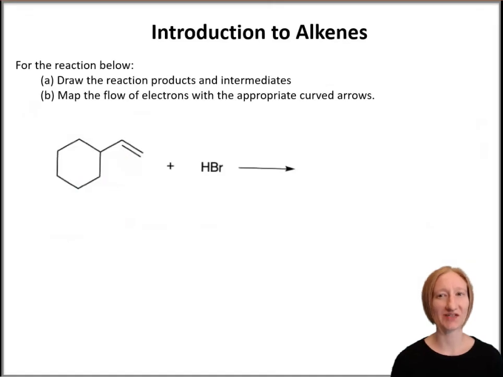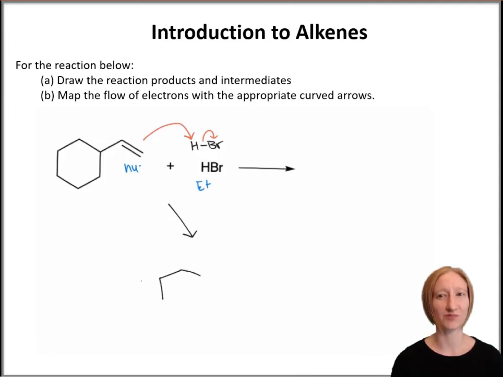We'll end here by answering the question we posed at the beginning, to draw the reaction products and intermediates and map the flow of electrons with the appropriate curved arrows. I always like to start by identifying the nucleophile and the electrophile. The alkene is the nucleophile and the proton is the electrophile. And you might draw out the HBr to help you draw clearer arrows here. Then we draw an arrow from the nucleophile to the electrophile.